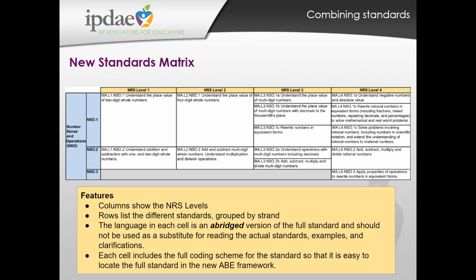And to facilitate its use to that end, we included the full coding scheme for each standard. So you'll see in the box, it says MAL1 NSO1. This allows an educator or a program leader to very quickly see, okay, this is the standard at this level. Then they know the code and can easily access additional resources that might provide those examples or those benchmark clarifications in the more fully articulated standards framework document itself.